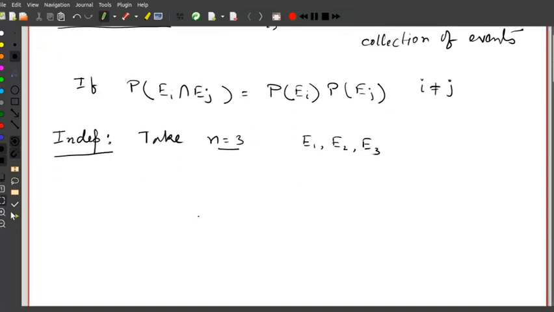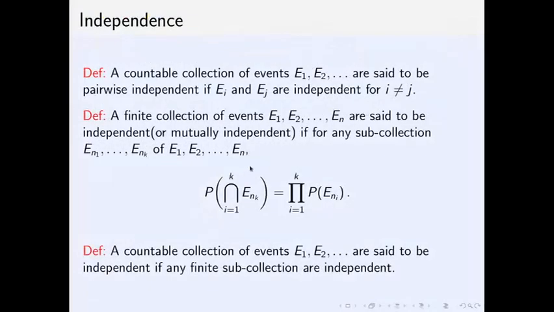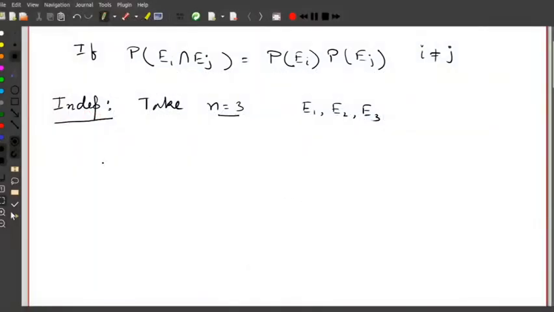Now, what does the definition say? The definition says that if I take any sub-collection, then the probability of the intersection of the events is the same as the product of the probabilities. So what does this mean in the case of three events? Well, what sub-collections can I take from here? I can take the sub-collection E1, E2.